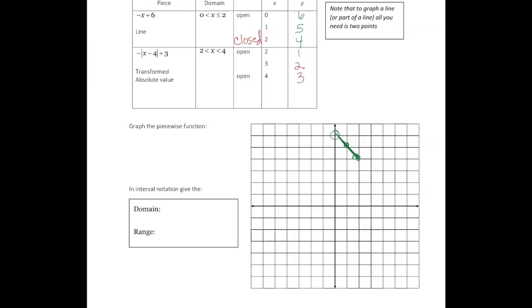And I have an open and a closed situation going on. Actually, I have two open situations going on. So at 2, 1, so x is 2, 1, I have an open circle. This is an absolute value function, so it's going to be part of a v. At 3, 2, I have a filled in dot. And at 4, 3, I have another open. So this is what that piece looks like, and that's all there is to that piecewise function. Let's change to black, and we'll figure out domain and range of the entire function.